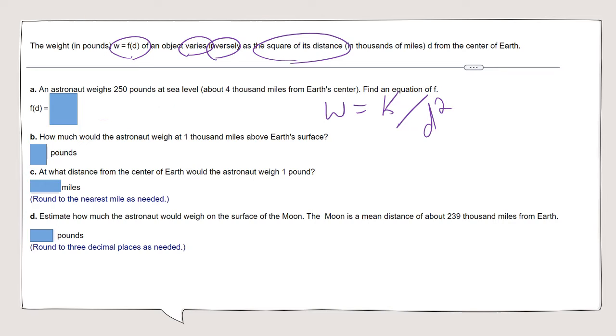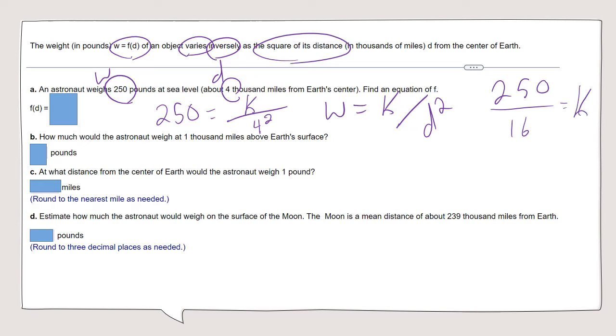So luckily, that's something we can do because we have that 250 pounds. That's our W. And we have a 4, that's our D. And so we can plug those in, and we get 250 equals K divided by 4 squared. And we can go ahead and plug that in, and we get 4 squared is 16, and multiply both sides by 16, and so we get 250 divided by 16 equals K.